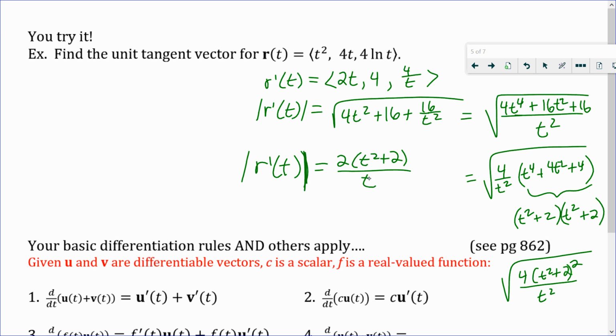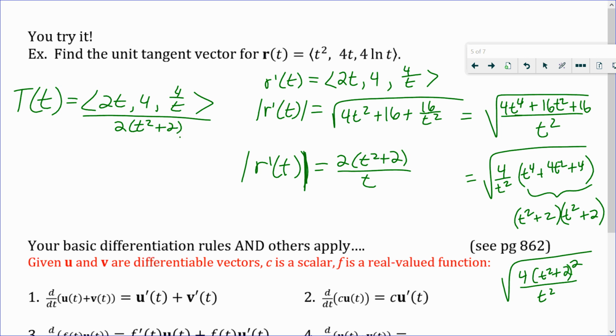I'm not saying that you always have to clean it up. Check it out a little bit. Maybe there's some algebra to do. So for my unit tangent vector, I'm going to take the original vector, 2t, 4, and 4 over t, and I'm going to put over it 2t squared plus 2 over t. So if I clean that up a little bit, basically I'm getting 3 fractions. I'm getting 2t divided by this, so times t over 2 times t squared plus 2. Is that good? So 2t divided by that, the bottom flips up and multiplies. So what can I write?